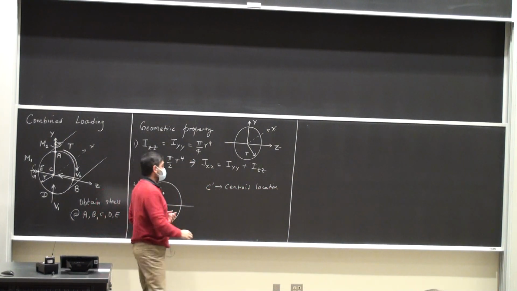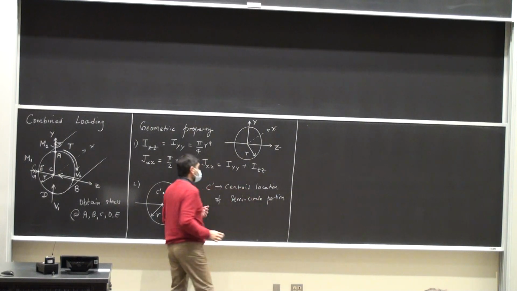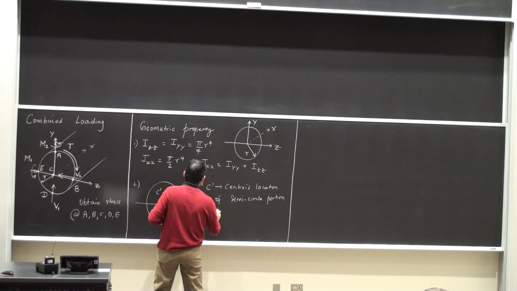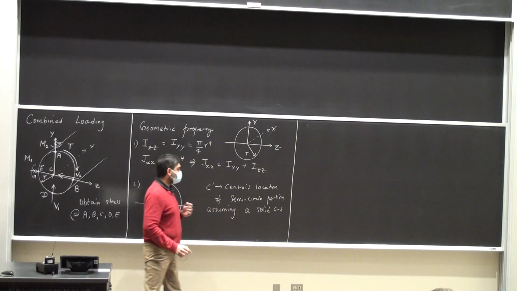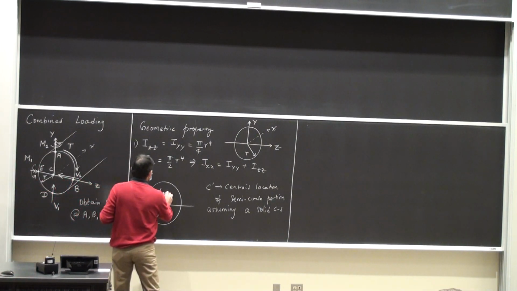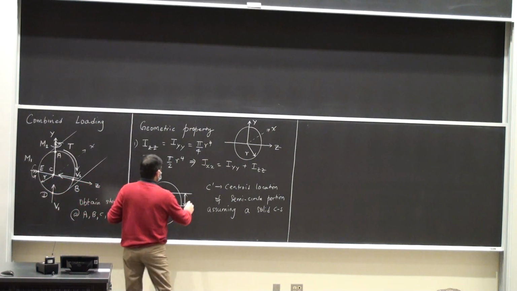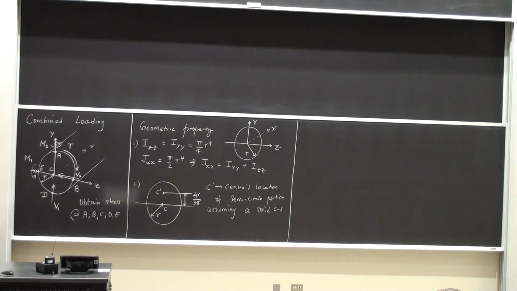Centroid location of the semicircular portion, assuming a solid cross section. And of course, we'll see what it will be for a hollow cross section as well, a hollow tube. We will be looking at problems of those sort too, but when we reach there, we will look at that. So right now, if the radius is r, the distance of C prime to C is 4r by 3 pi. This distance is 4r by 3 pi, where r is the radius of the circle.